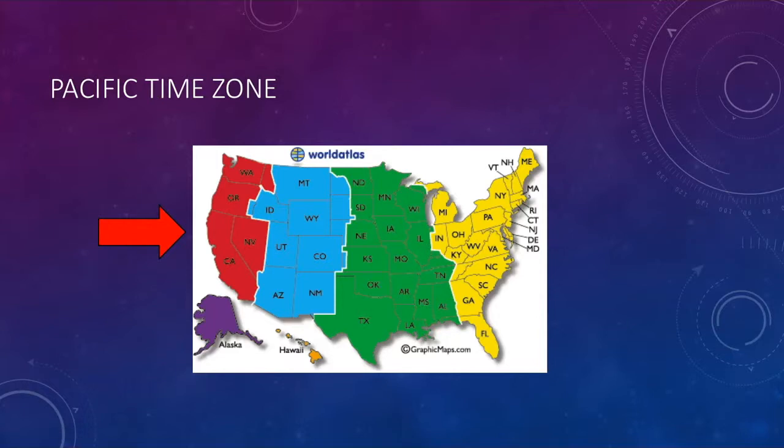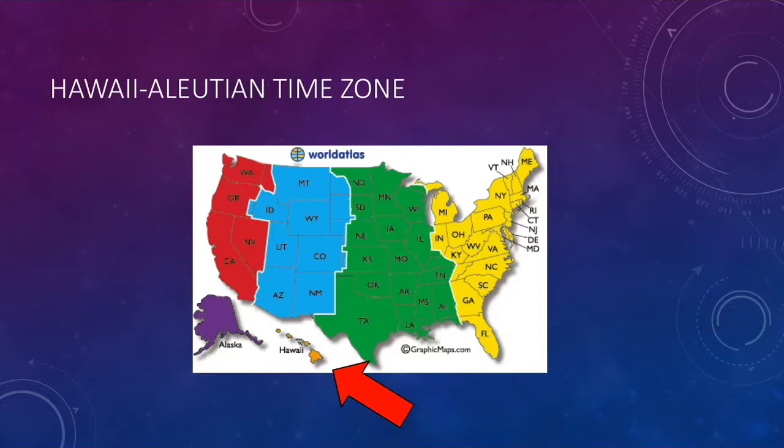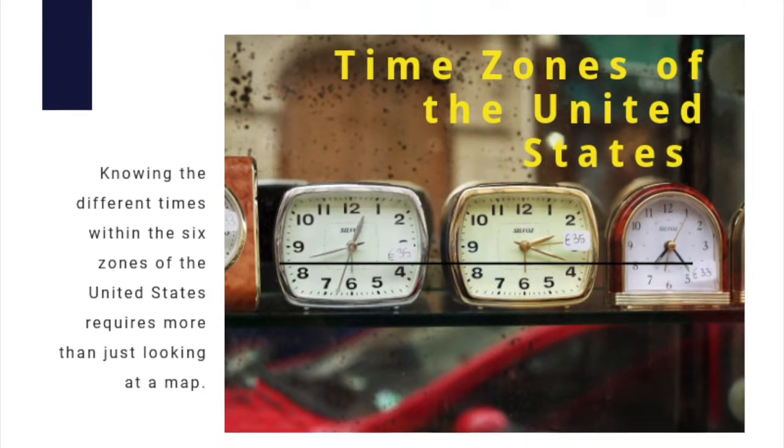Along the West Coast, represented here in red, is the Pacific Time Zone. Oregon and Idaho are both part of the Mountain Time Zone and the Pacific Time Zone. Here in purple is the Alaskan Time Zone. Finally, in orange is the Hawaiian Aleutian Time Zone. To recap, there are 6 time zones to understand and know: Eastern, Central, Mountain, Pacific, Alaskan, and Hawaii Aleutian. Can you remember them all?